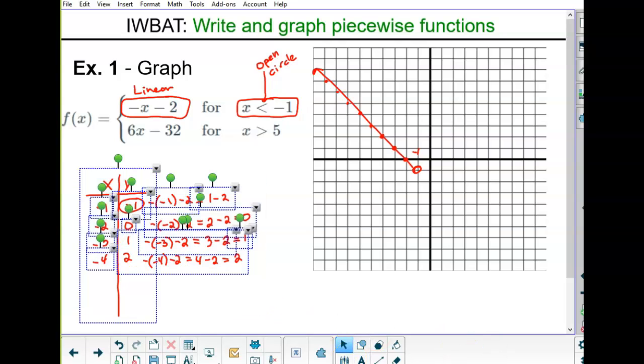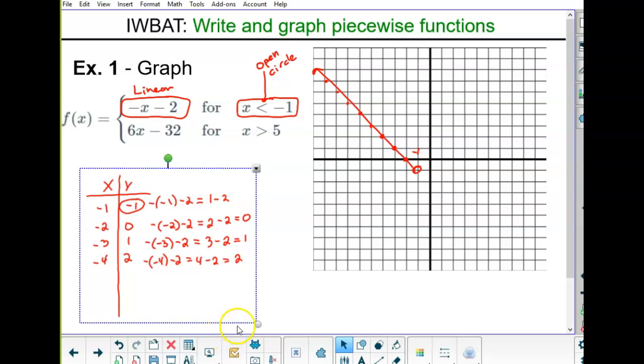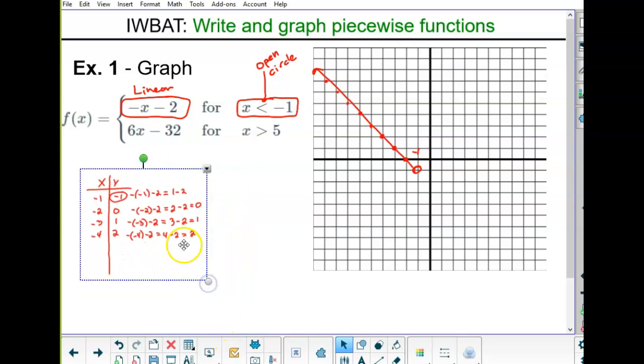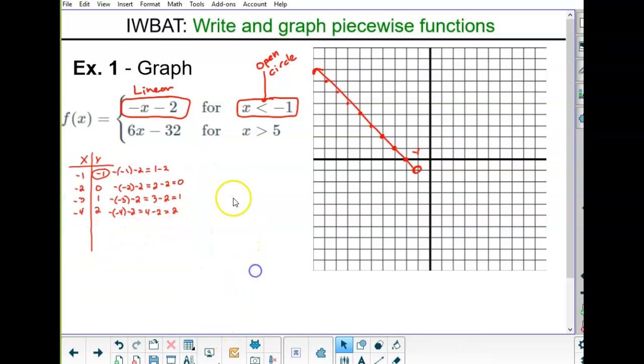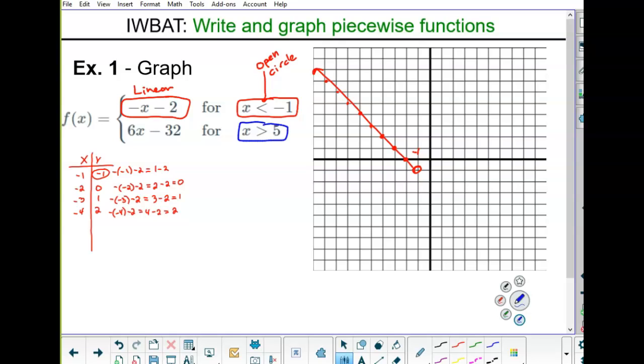Now, I'm just going to shrink this, push it off to the side. Now we have to basically do the same thing for 5, because this is saying x is greater than 5. Well, right away, even before we start graphing, you should think there's going to be a big gap, because I am not accounting for the numbers between -1 and 5 on this graph. So none of those points are going to exist.